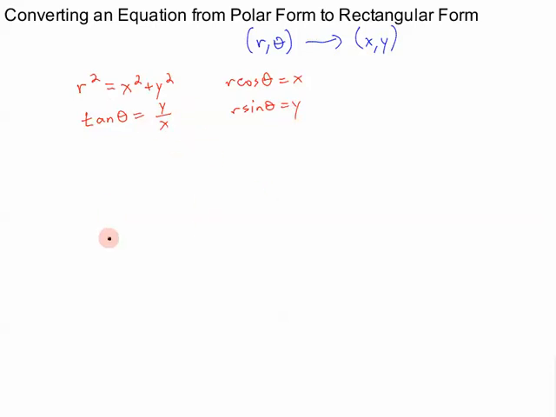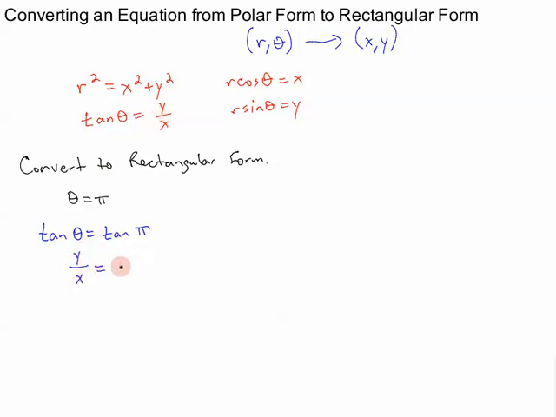So let's try an example. Theta equals pi. Now the only one up here that involves, well, there's a couple that involve theta, but the easiest one is tangent of theta equals y over x. So if I take the tangent of both sides here, I get the tangent of theta equals the tangent of pi. And now the tangent of theta is y over x, and the tangent of pi is 0. So y divided by x equals 0 would be an acceptable rectangular form of this equation. Or if you multiply both sides by x, you'll see that y has to be 0 in fact. And that's maybe a better form of this equation.